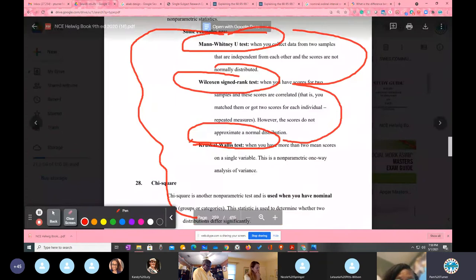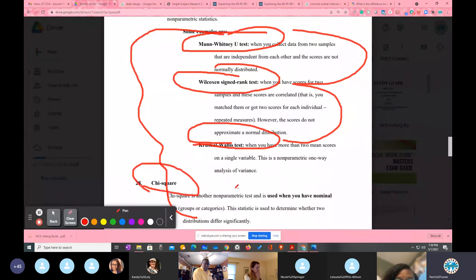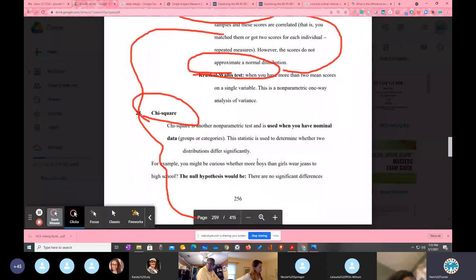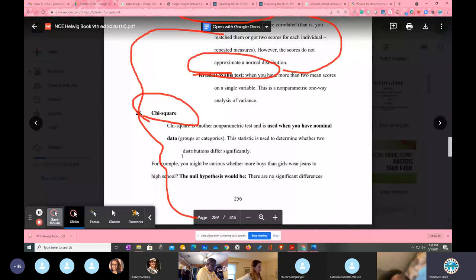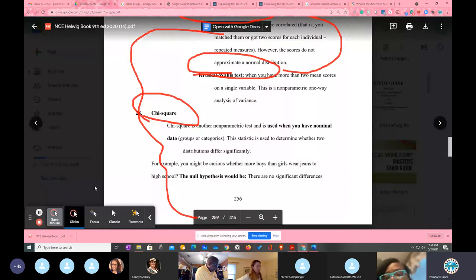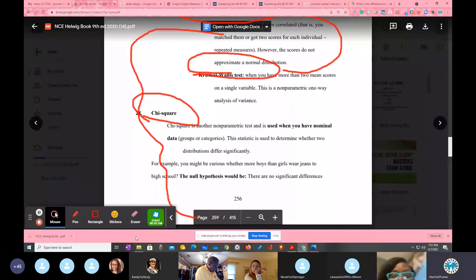What I will see though is the chi-square. The chi-square is a non-parametric term that is used to measure nominal data. Remember before we talked about the nominal, ordinal, those kind of things? So what I know is my chi-square is going to be used for nominal data. Okay, and again, math terms you just memorize, it's like learning multiplication tables. You just learn them.